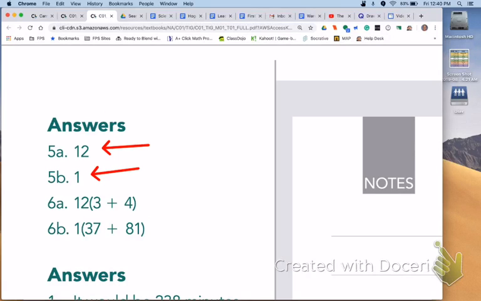For number 6, if we are rewriting each numeric expression using the distributive property and the GCF, for letter A, we should have 12 times the quantity of 3 plus 4. And for letter B, we should have 1 times the quantity of 37 plus 81.